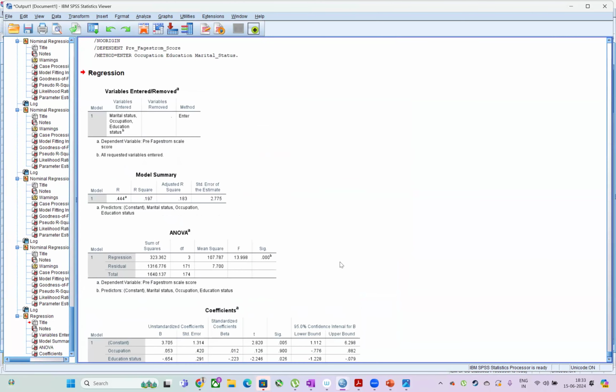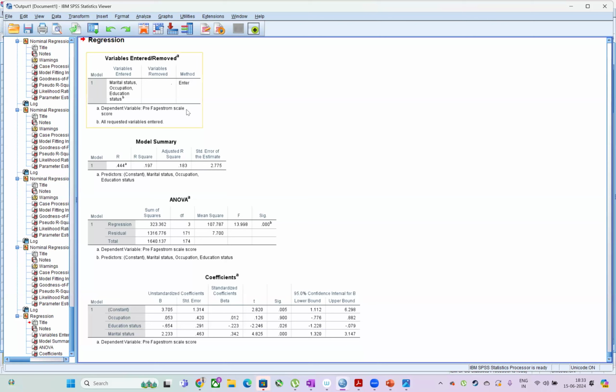So just follow closely. Now what I have done is, the dependent variable is the Fagerstrom scale raw score, and the variables I have entered are marital status, occupation, and educational status. Again, you have the R square value over here. So what is R square value? It is 0.18, which means 18% of the variance in the outcome variable can be explained by marital status, occupation, and educational status.